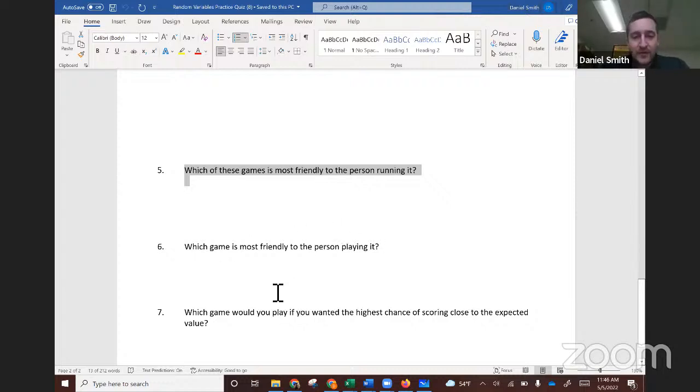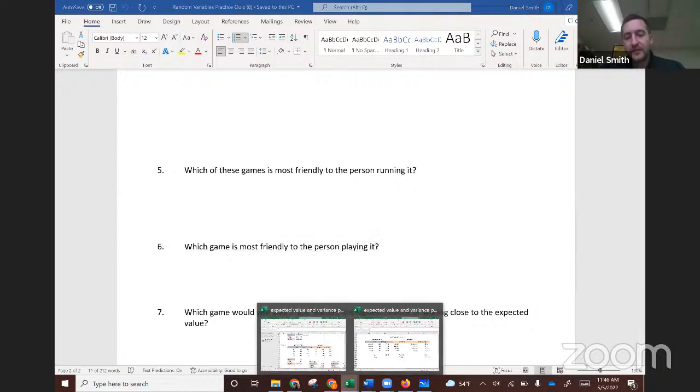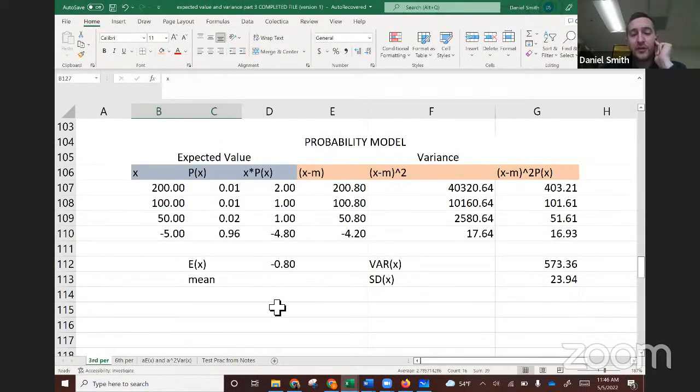That's important, and which game is friendly to the one playing it, because when you're in your groups making your game, you're in charge of setting these payouts. You're in charge of setting up the probabilities, how you want the game to work. Are they rolling a dice and drawing a card? Are they spinning a spinner?